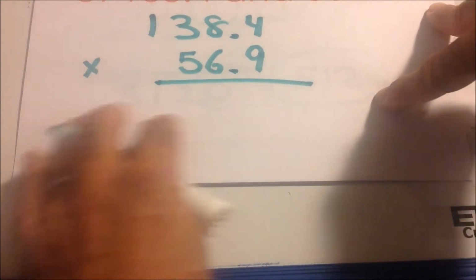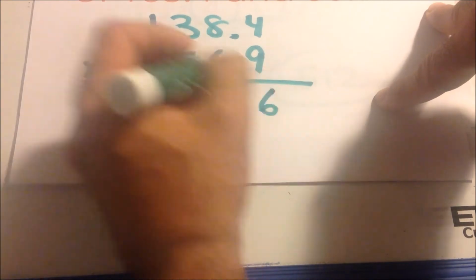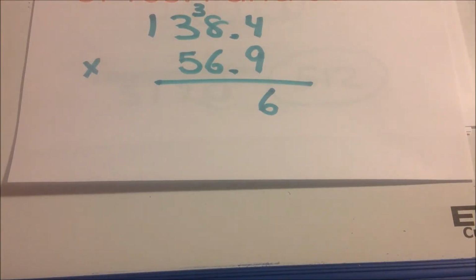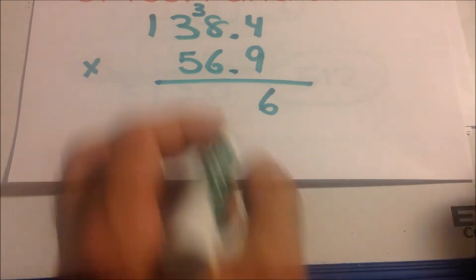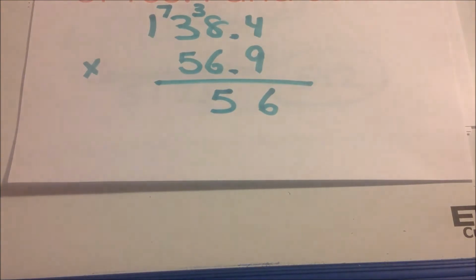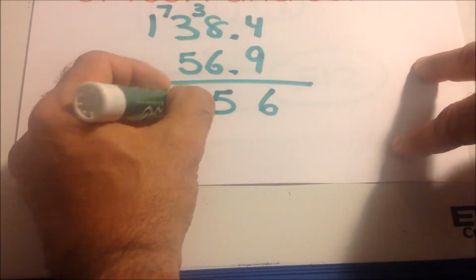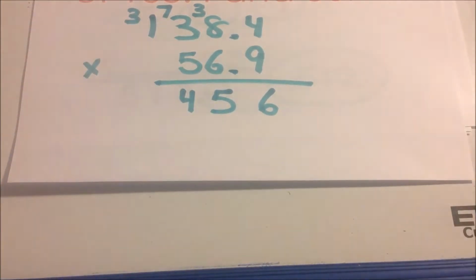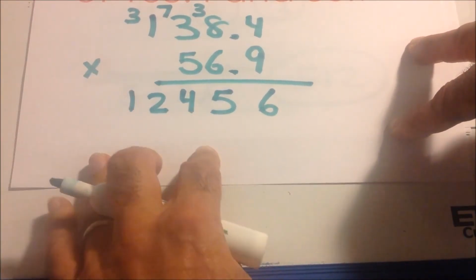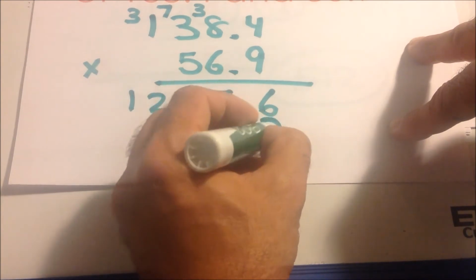So we have 9 times 4 is 36. Bring the 3 up there. 9 times 8 is 72. 72 plus 3 is 75. 9 times 3 is 27. 27 plus 7 is 34. 9 times 1 is 9, plus 3 is 12. Okay, don't worry about the decimals right now. We have to put a 0 there.